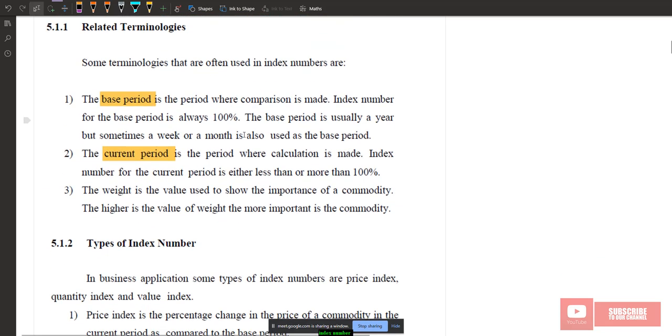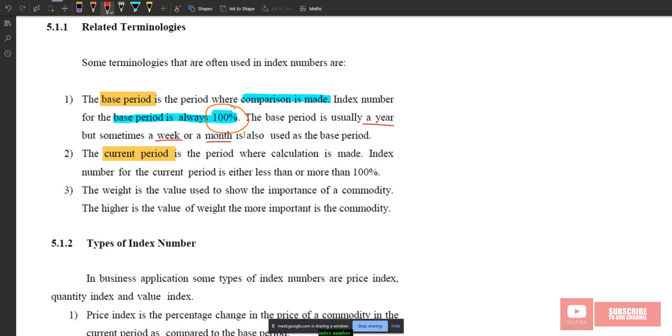So let's look at the general terminologies. In index number, we need to understand there are three terms that are usually used in this topic. The first one is base period. Base period is the period where the comparison is made, right? So the index number for the base period is always 100%. This is the most important info that you need to understand. Base period is always 100%. The base period is usually a year, but sometimes a week or month can also be used as base period.